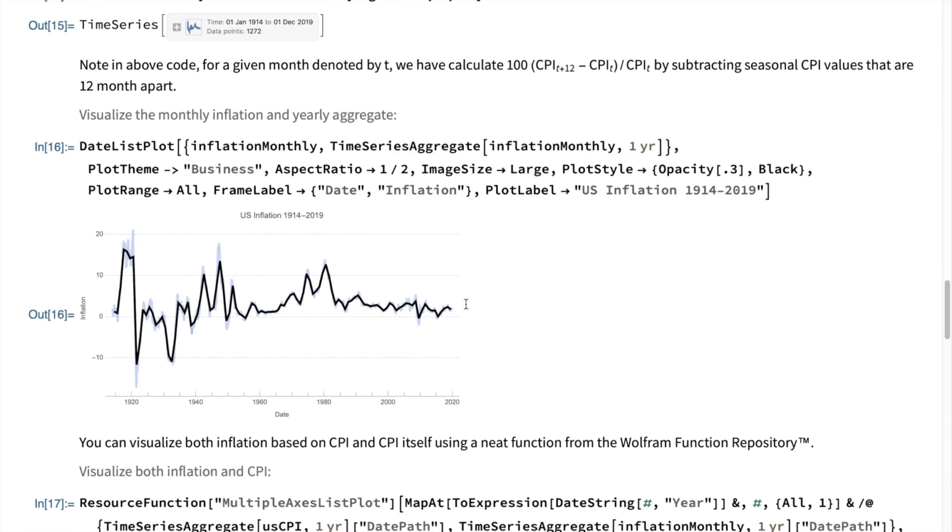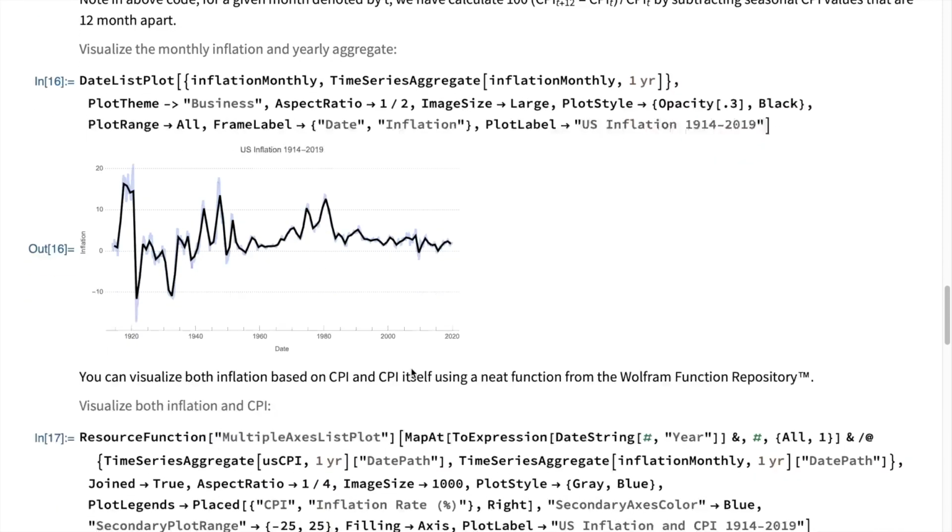Let's plot this data. We can use DateListPlot to plot both the data in its original form and the aggregate time series, which will average each 1 year period and plot the result. As you can see, the inflation is hectic, but it looks like the past 40 years or so saw some stability.